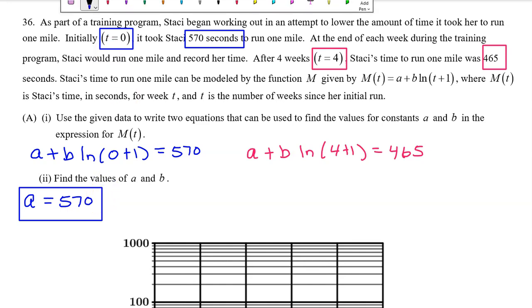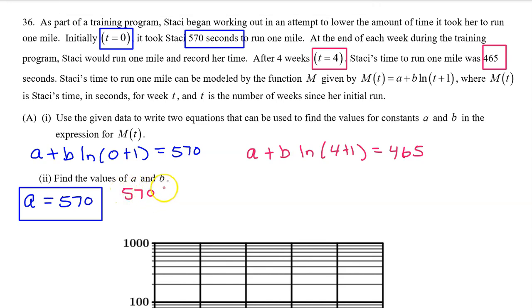So let's switch over to the red equation, but we now know that a is 570. So the red equation becomes 570 plus b natural log 5 is equal to 465. We need to solve for b, so let's subtract 570 from both sides. Now we have b times the natural log of 5 is equal to negative 105. We can isolate b by dividing both sides by natural log 5.